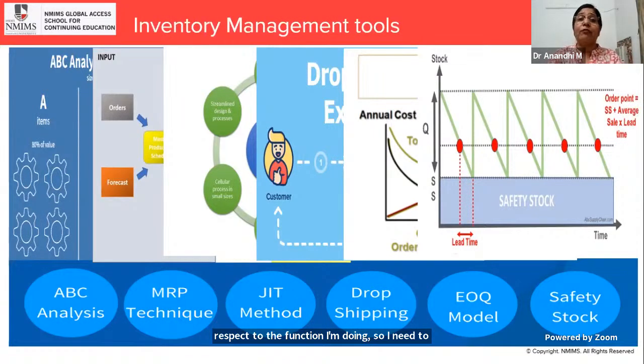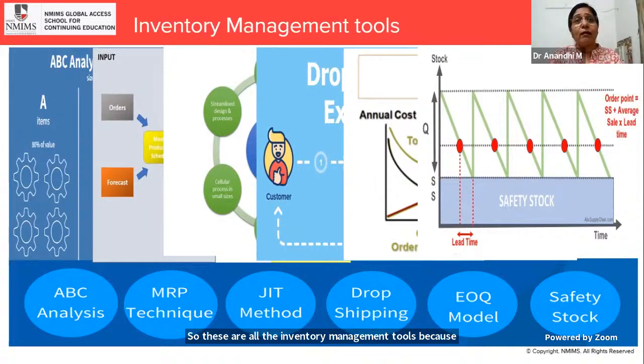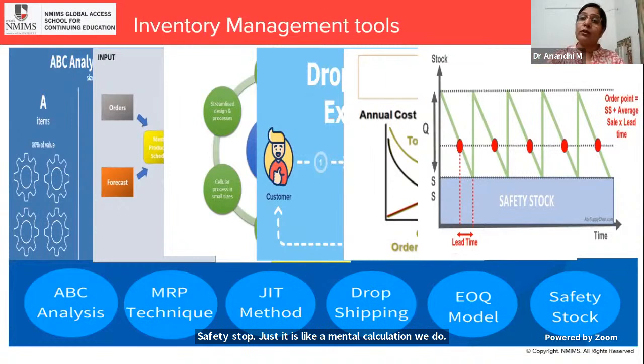So these are all the inventory management tools, because you cannot take a blind shot. It is not like your mother's kitchen, wherein she will see that if I have a quarter of the bottle of pulses left, that is the time I need to replenish the stock. It is like a mental calculation we do, so logically we do not arrive at the figure. This will work out in a household. But when it comes to an industry or a business parlance, this is not going to work out.